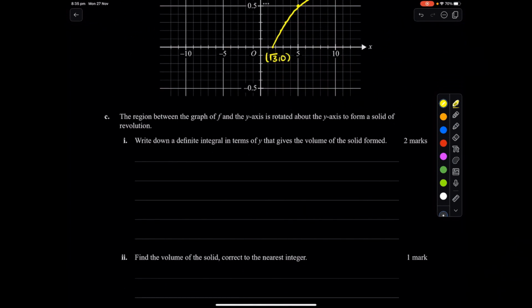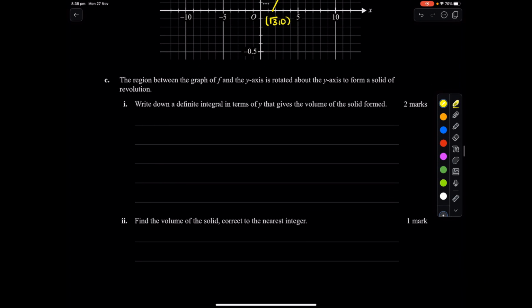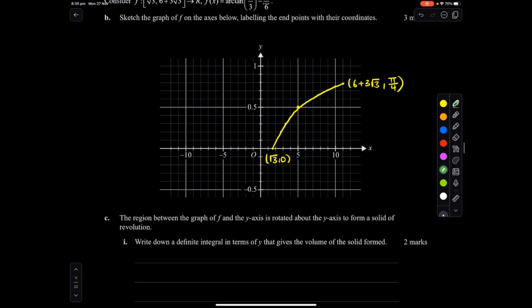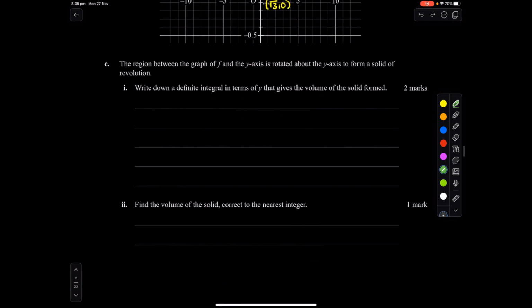Question C. The region between the graph of f and the y-axis is rotated about the y-axis to form a solid of revolution. Write down a definite integral in terms of y that gives the volume of the solid of revolution. So what's happening is, imagine this, let me do a rough sketch. It's being rotated around this y-axis, and we want that volume.